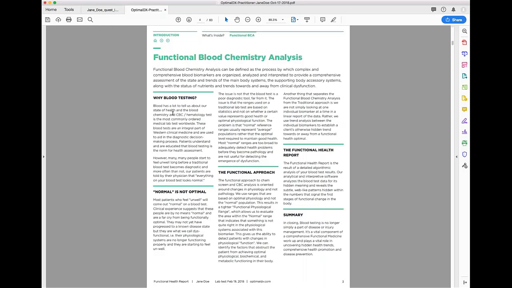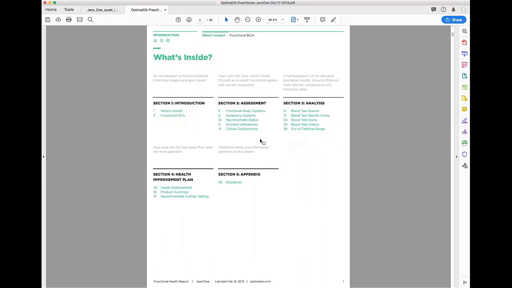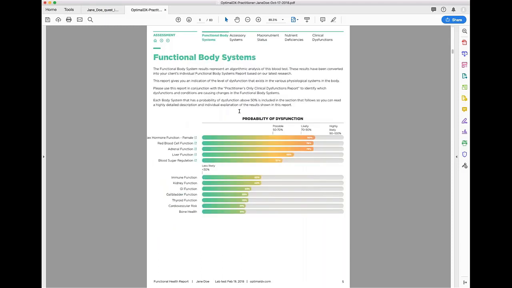So we have a little article here about what functional blood chemistry analysis is. Very helpful for the patient to be able to read that. But I'm going to jump in right away. I'm going to look at functional body systems. So remember, we only had one value that was outside of the normal range.